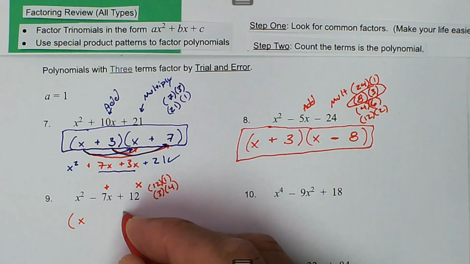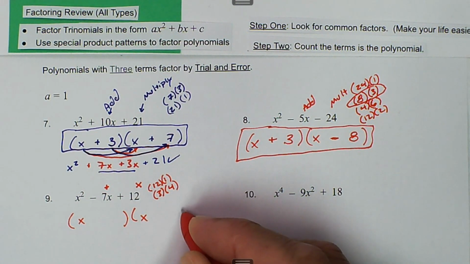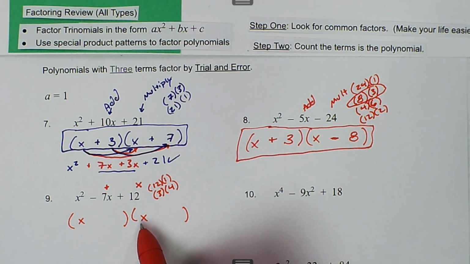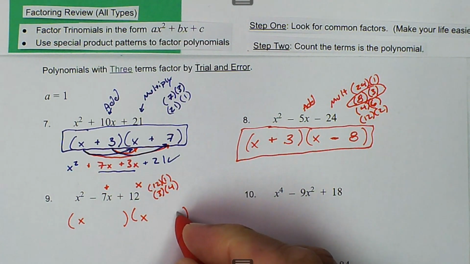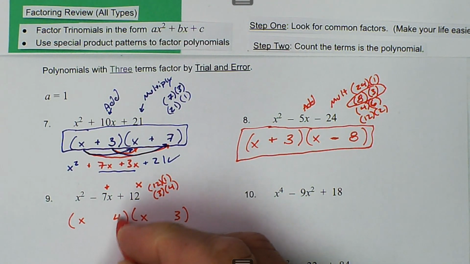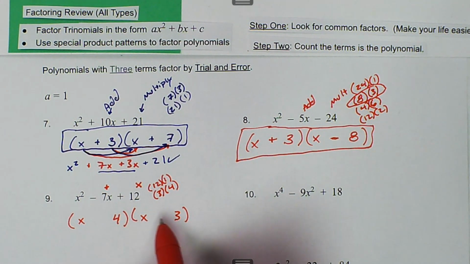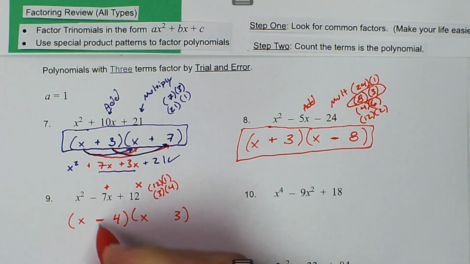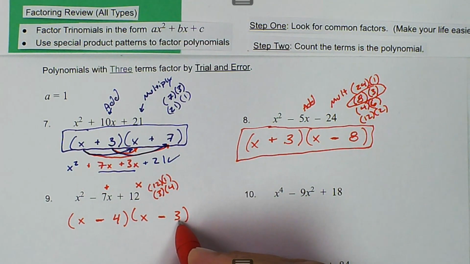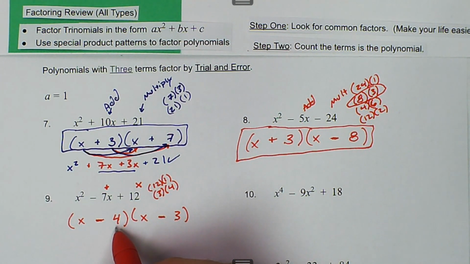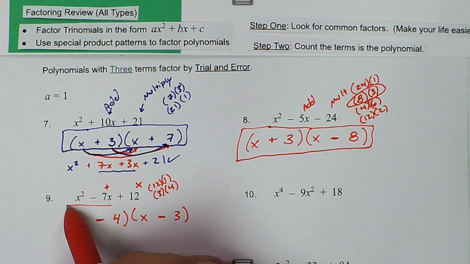So we have x and x. And now we know that we're going to pick 3 and 4 because those are going to add to 7, but they have to add to negative 7. So in order for these to add to negative 7, they both have to be negative. Negative 3 plus negative 4 is negative 7. And if we multiply them together, negative 4 times negative 3 is a positive 12. So that will work for that one.